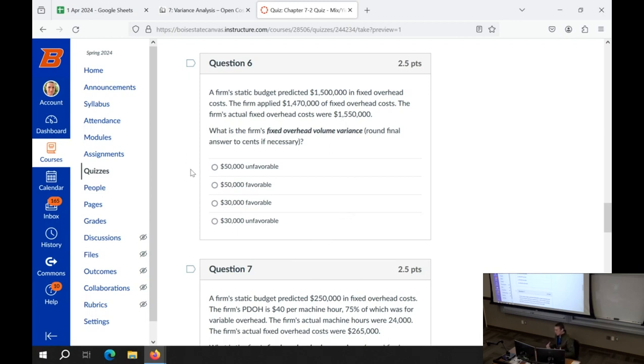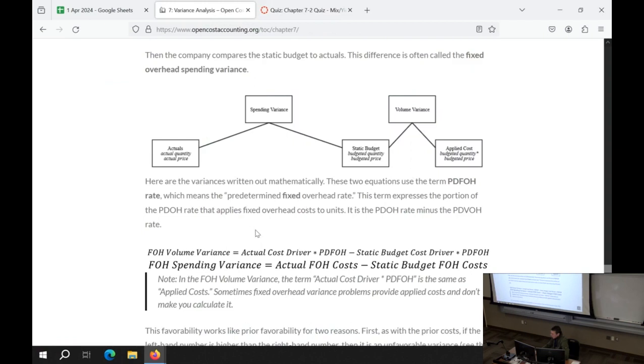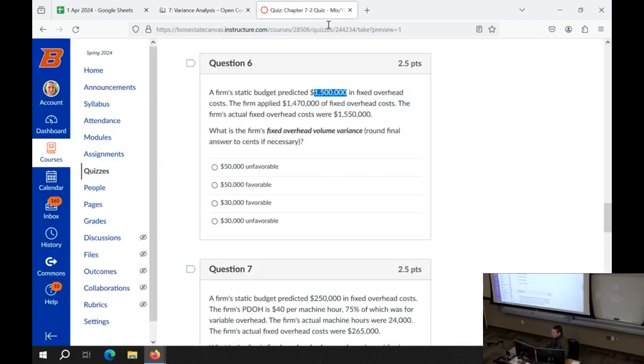So I'm going to go off of my instinct, which is to say that applied cost is more fictitious than static budget. And so if static budget is higher than applied cost, we move closer to reality. Costs went up, so I'm going to consider it unfavorable. I'm going with the diagram instead of my equation here because they conflict. I'm going to take 1.5 million as our static budget, and subtract away 1.47 million in fixed overhead costs, because that's our applied overhead costs. So those are the 2 we should be subtracting.